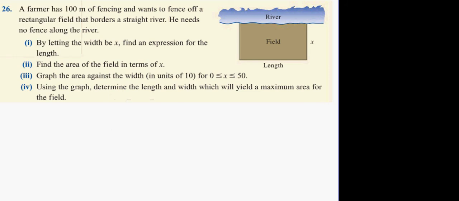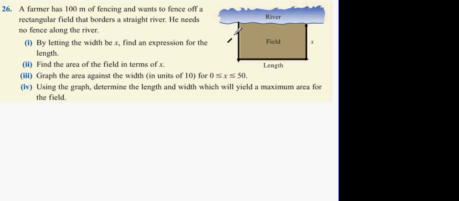Okay, a farmer has 100 meters of fencing and he wants to fence off a rectangular field that borders a straight river. He doesn't need to fence along the river. So basically what he's doing is he's going across, he's doing these three sides here. So he has 100 meters in total.